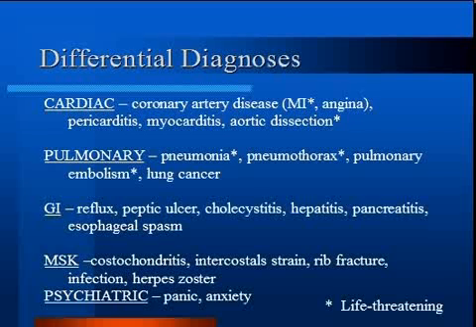Cardiac causes of chest pain include coronary artery disease, such as MI or angina, pericarditis, myocarditis, or aortic dissection. Pulmonary causes include pneumonia, pneumothorax, pulmonary embolism, and lung cancer. GI causes can be perceived as chest pain, including reflux, a peptic ulcer, cholecystitis, hepatitis, pancreatitis, and esophageal spasm. MSK causes of chest pain include costochondritis, intercostal strain, rib fractures, or an infectious process like herpes zoster. Panic anxiety can also cause chest discomfort.